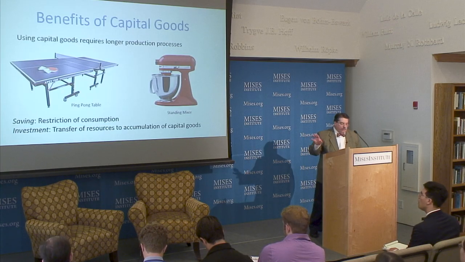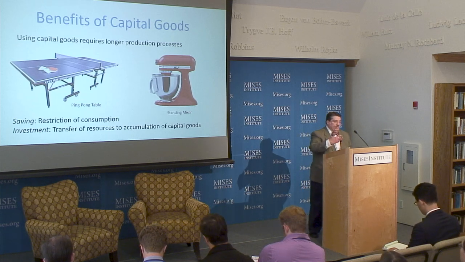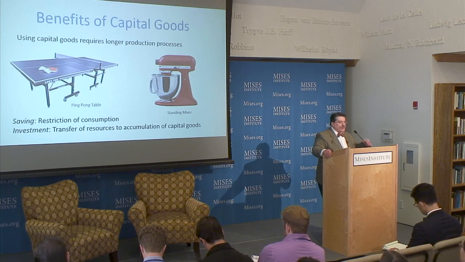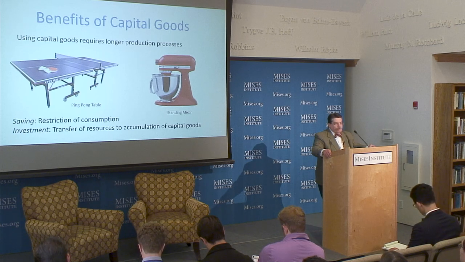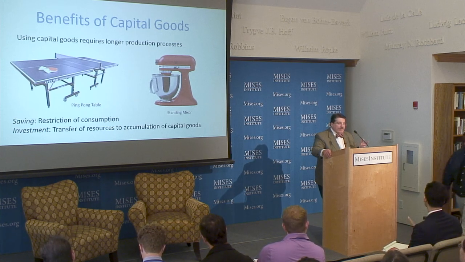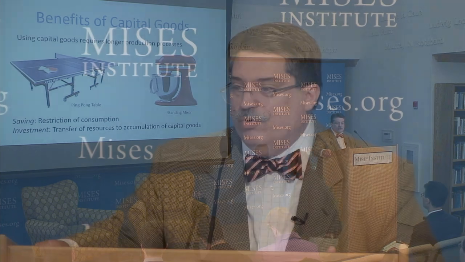And the transfer of saved resources to the formation of capital goods, or the obtaining of capital goods, that's called investment. And so accumulating and obtaining capital goods useful in production is made possible by saving and investment. Right? Saving and investment by somebody is absolutely crucial for forming and accumulating capital. Now, why do people find the need to engage in investment in capital goods?